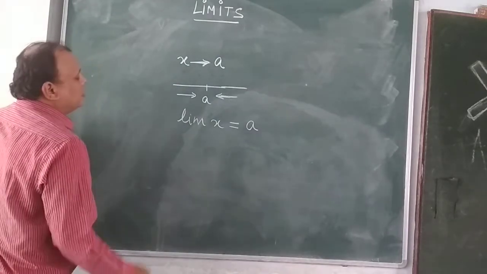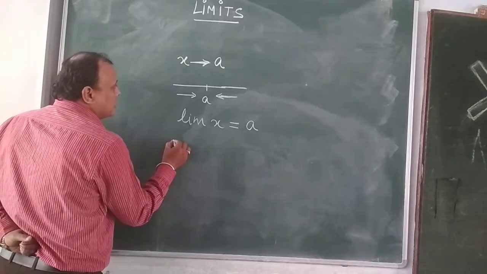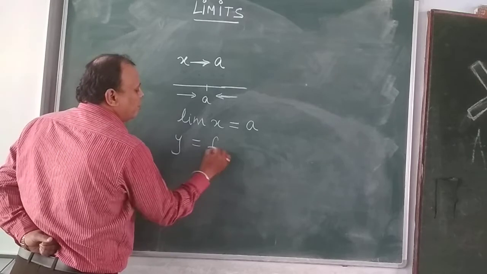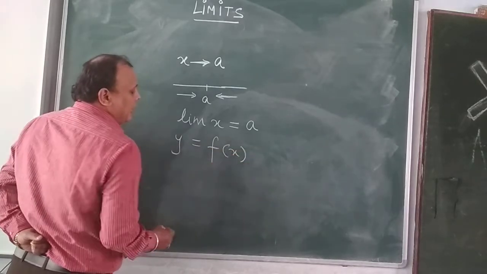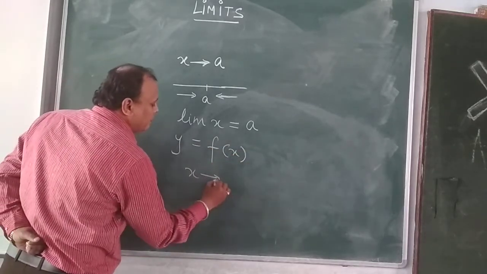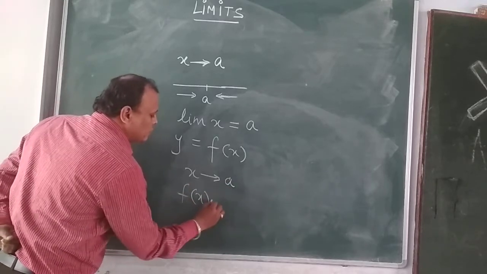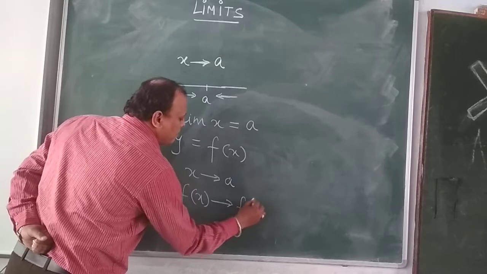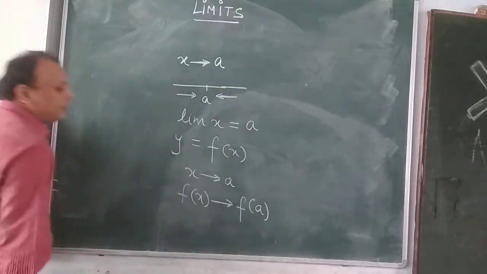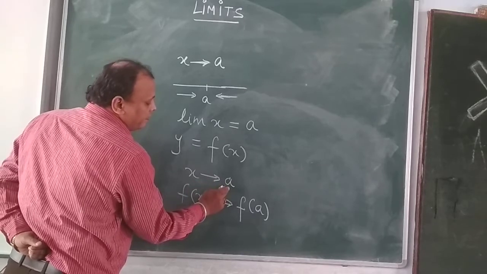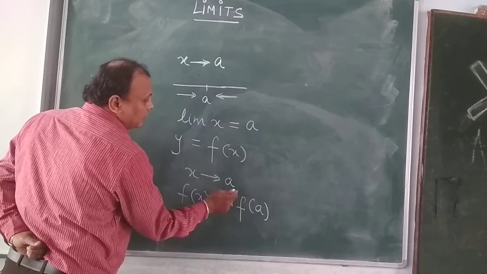Also, we have studied that if x is an independent variable and y is some function of x, and if x tends to a, then f of x also tends to some value, say f of a, which depends upon the value of x equal to a, the value of the function at x is equal to a.